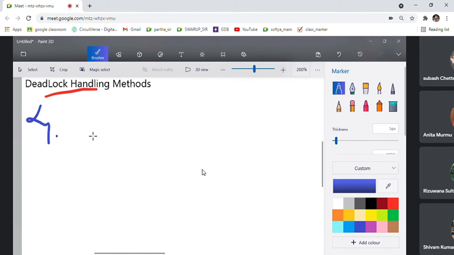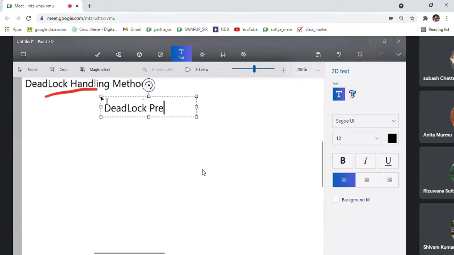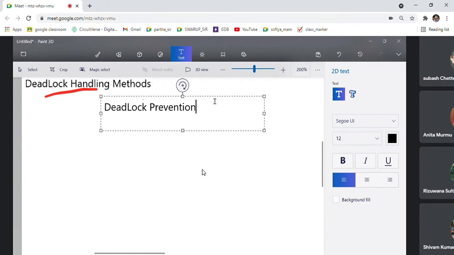So what we can do in handling deadlock is we can go for deadlock prevention. We can prevent deadlock from occurring. So how do we do that? We can do deadlock prevention. How do we prevent deadlock?